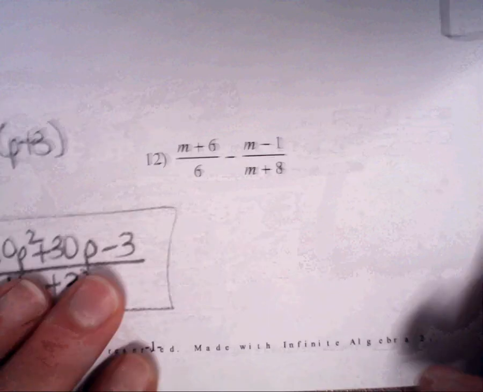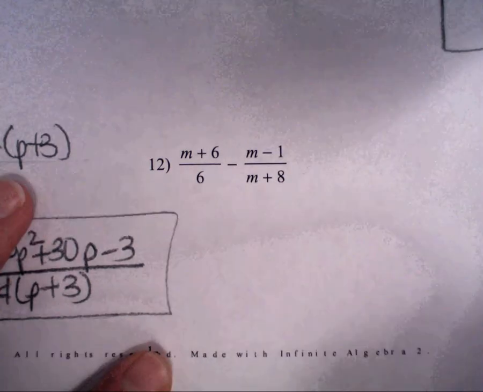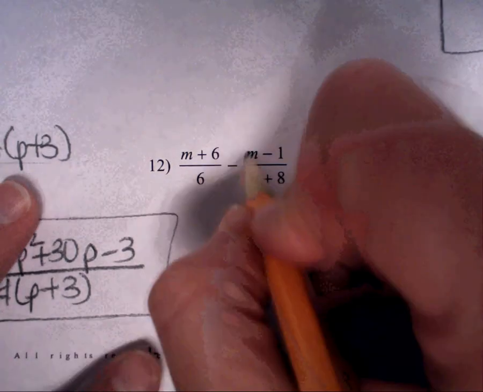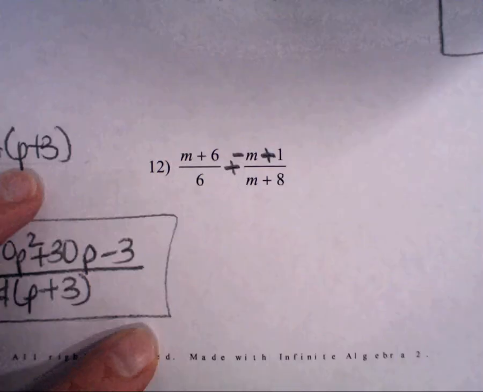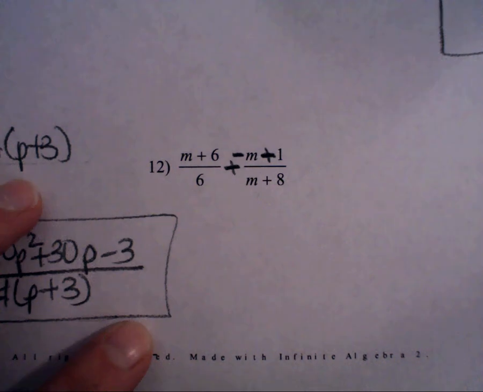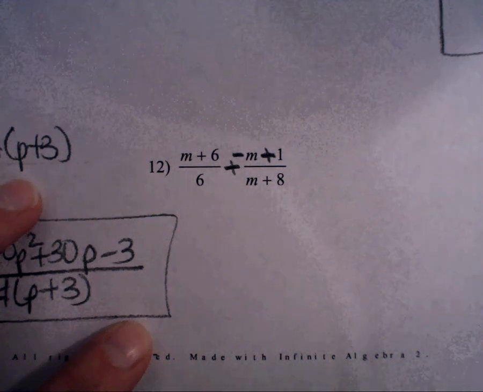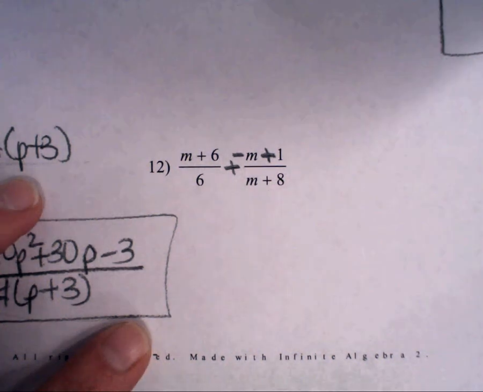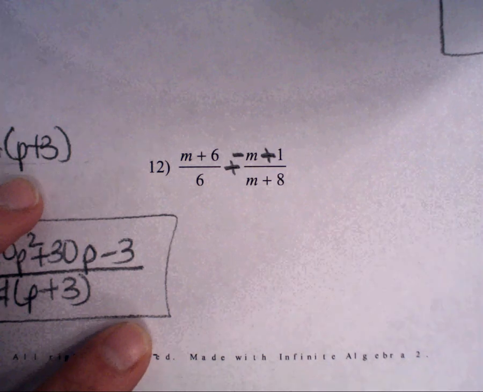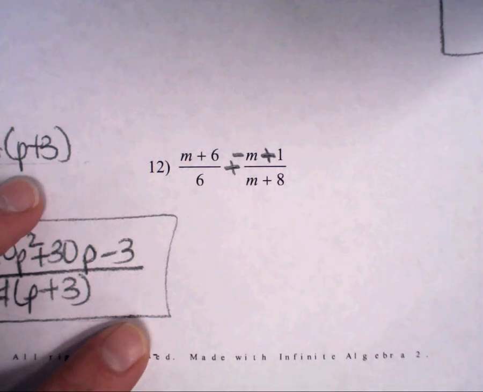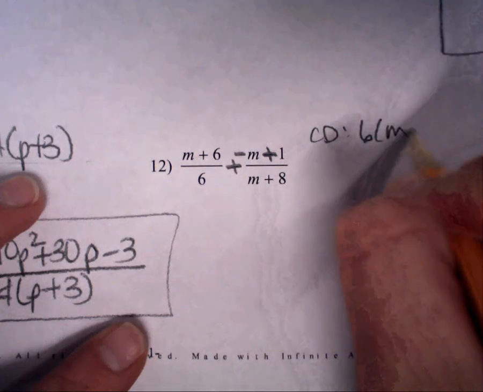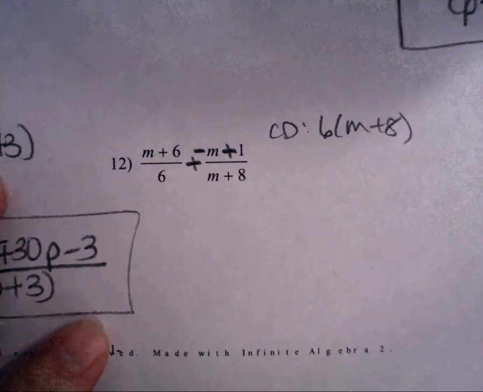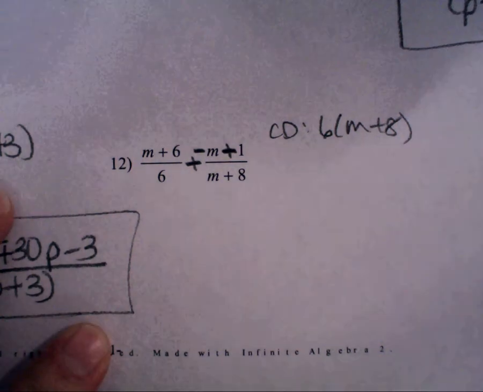So let's look at 12. 12, I want to just touch on. The reason I want to touch on it is because when you see a subtraction, I want you to change the signs of everything on the numerator of the second fraction. The reason we want to do this is we want to remember to subtract everything, and it's a little easier this way. So the common denominator would be 6 and n plus 8. I will let you look at my work to finish that problem out.